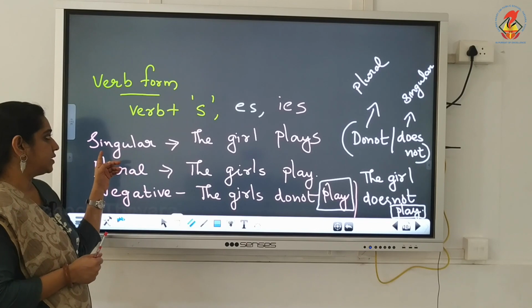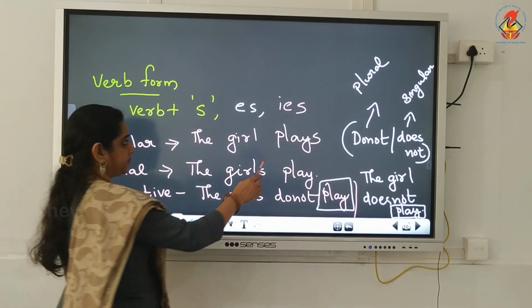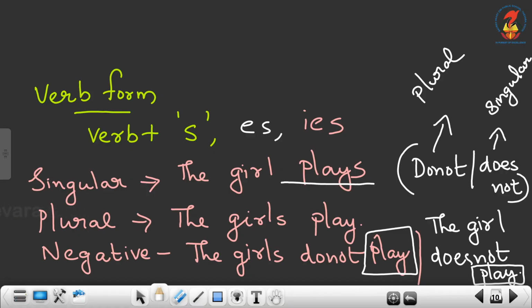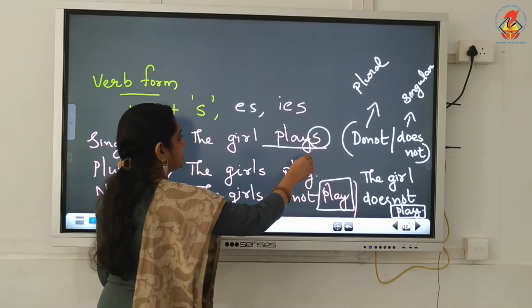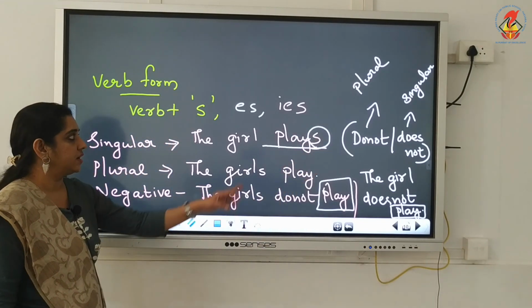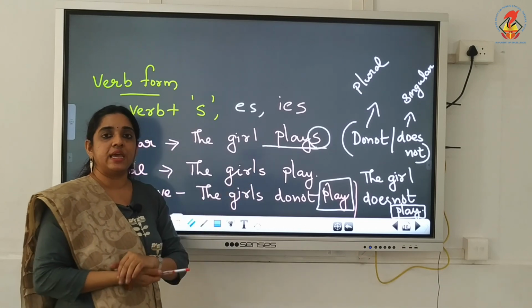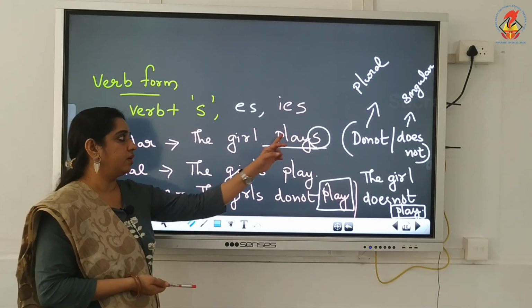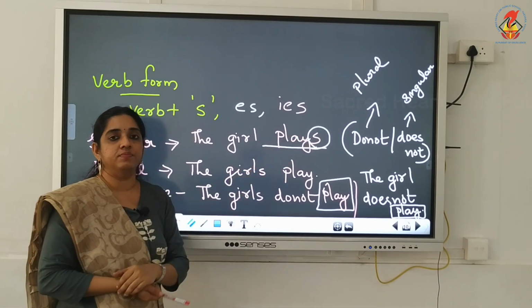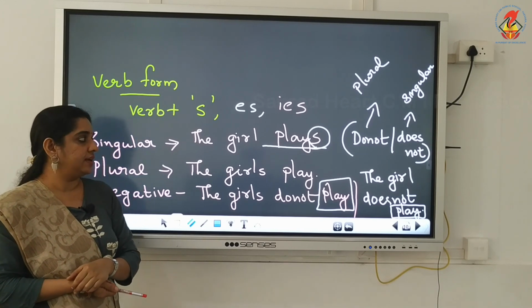Now see, the girl plays. The girl plays. What tense is that? Simple present tense. How do you understand that it is simple present tense? Because here you can see plays. Verbs with S. One S is there after the verb. That is simple present tense.